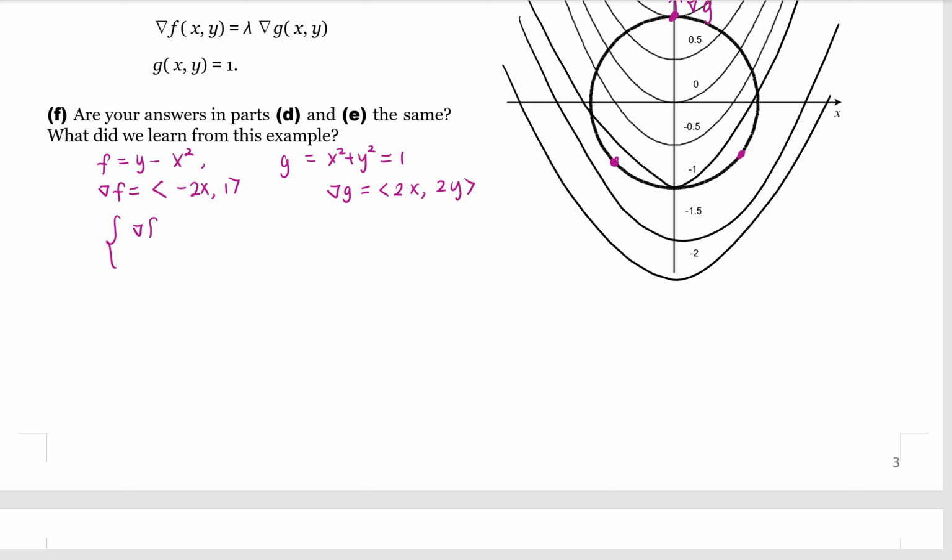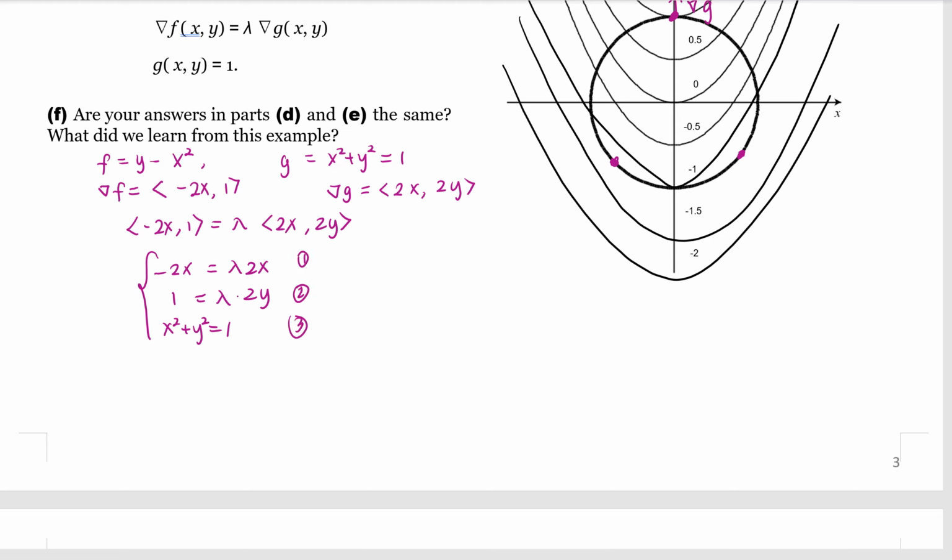So we have gradient of f equals lambda times gradient of g, so it's this system, right? Then we have (minus 2x, 1) equals lambda times (2x, 2y). This is the same as saying minus 2x equals lambda times 2x, and 1 equals lambda times 2y. And don't forget our constraint. So these are 3 equations with 3 unknowns. Let's look at the first equation.